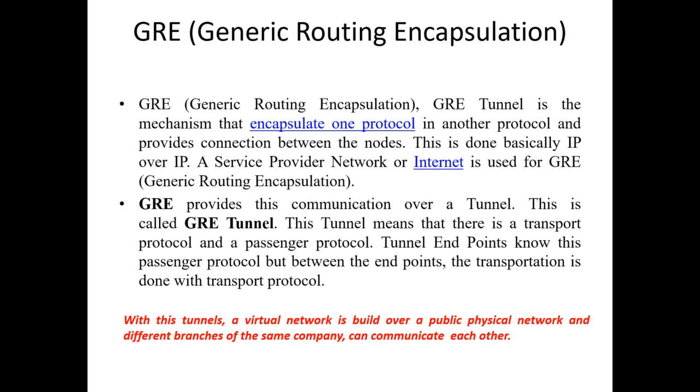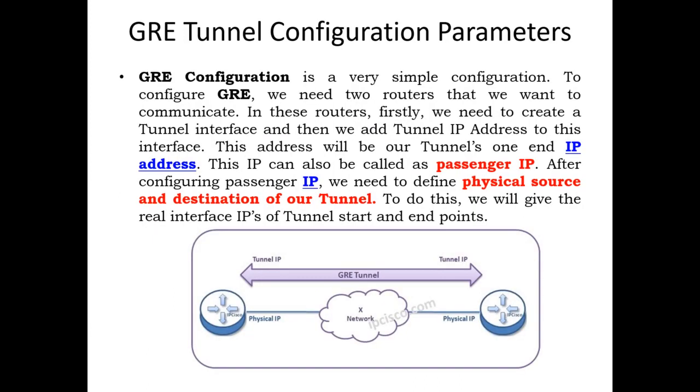A tunnel means that there is a transport protocol and a passenger protocol. Tunnel endpoints know this passenger protocol, but between the endpoints the transportation is done with the transport protocol. So in short, with these tunnels, a virtual network is built over a public physical network, and different branches of the same company are able to communicate with each other.